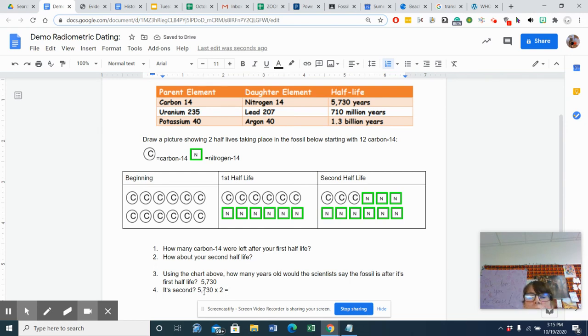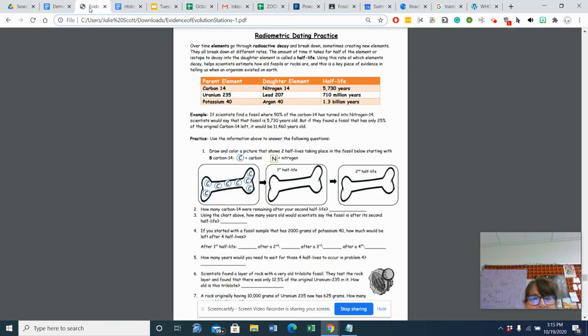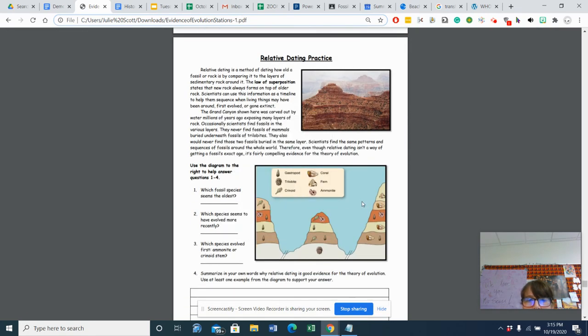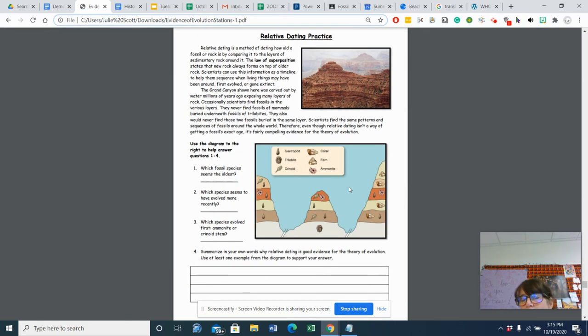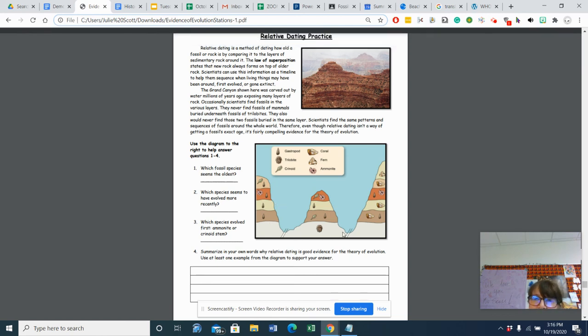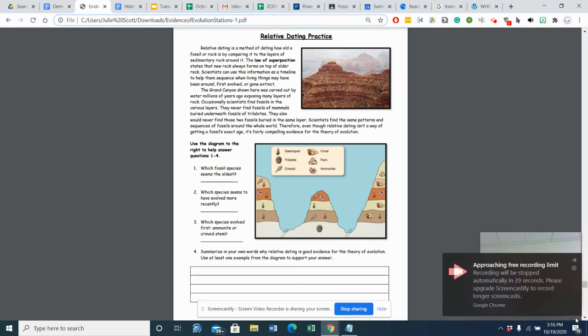Okay. So that's the first activity, and you'll be answering the questions. The second activity is this one, where you're going to be looking at relative dating practice. Here you're going to just be looking at these fossil layers, and this is pretty similar to what we've done in the past, looking at relative dating. So that's it. Thanks.